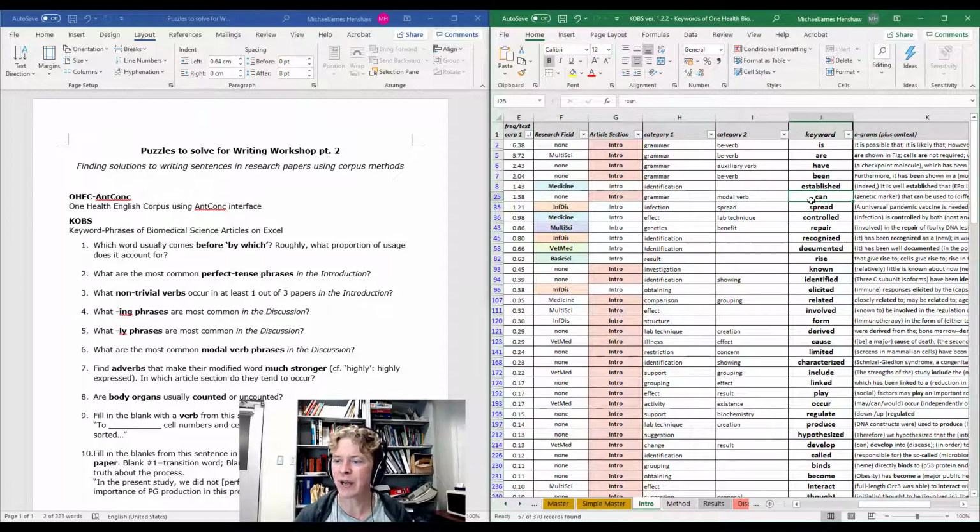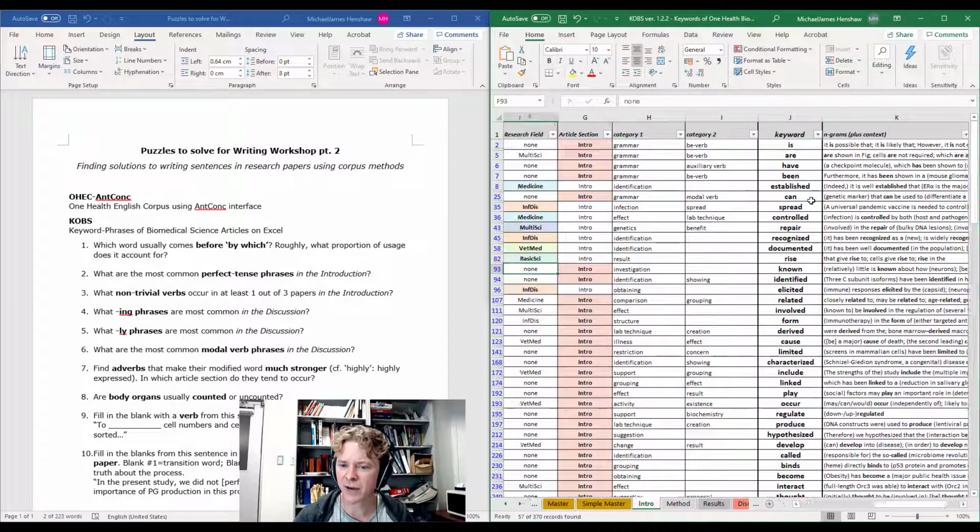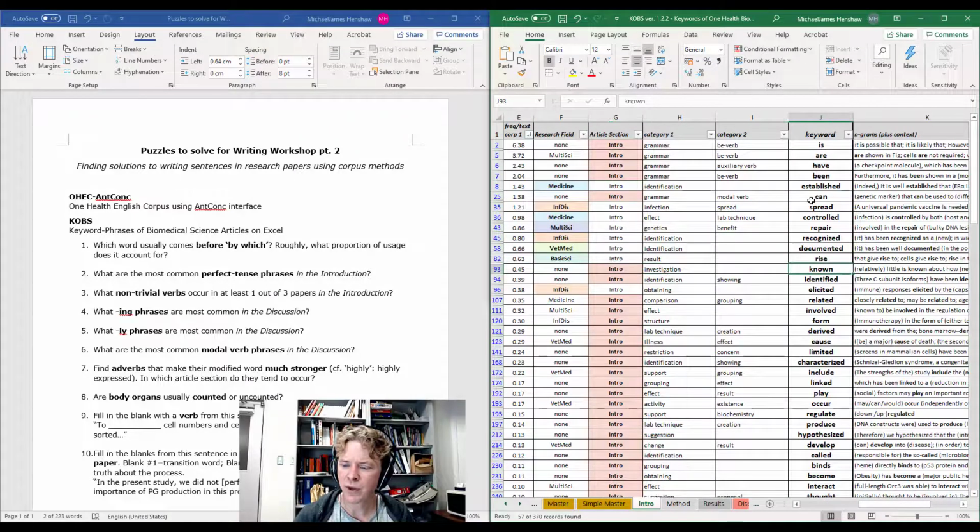So here we go. Now we got to a word, "can." That's a little bit interesting to me. "Can" is a modal verb or a helping verb. Interesting to me that "can" is the top non-trivial verb in the introduction. All right, what else do we have? We have "known." That occurs in 0.45 of every introduction, so almost in 1 out of 2 papers.